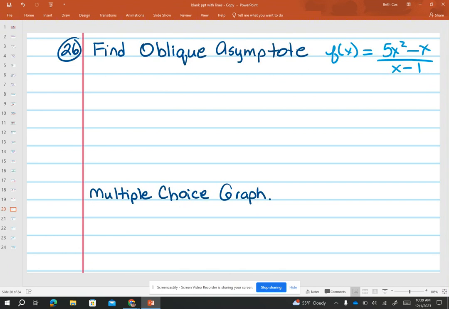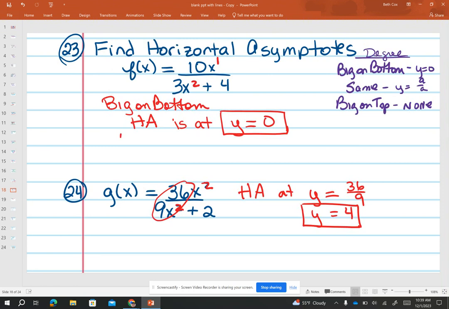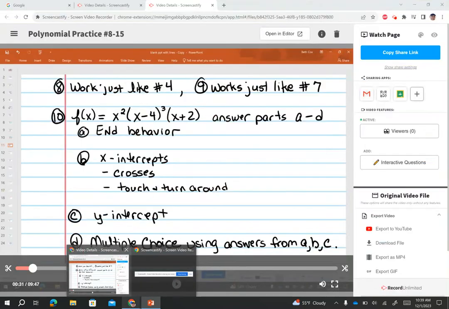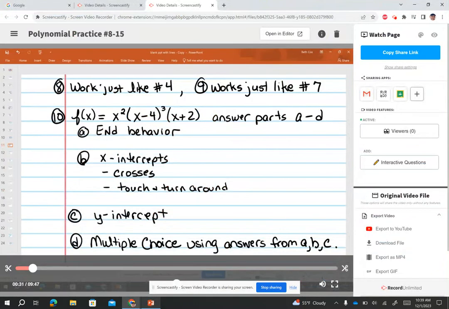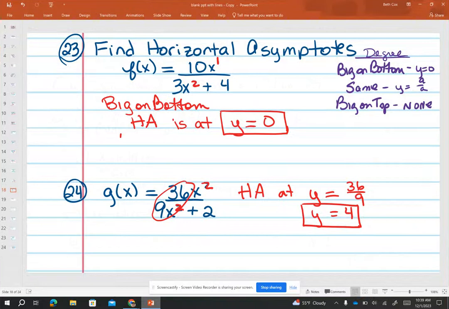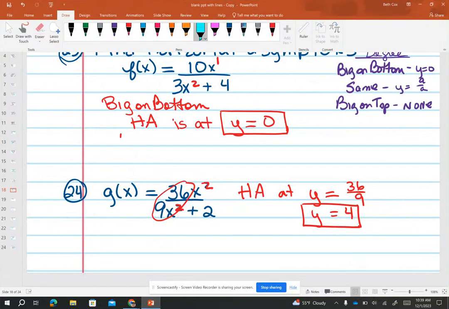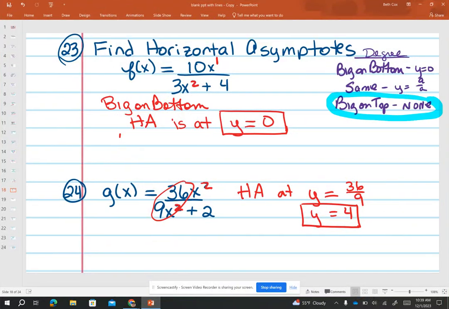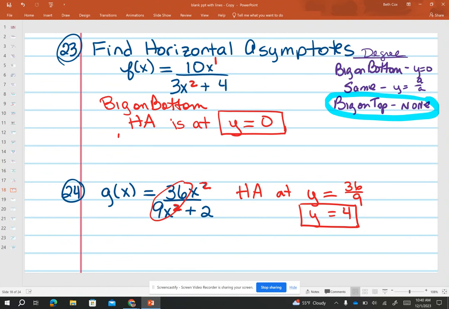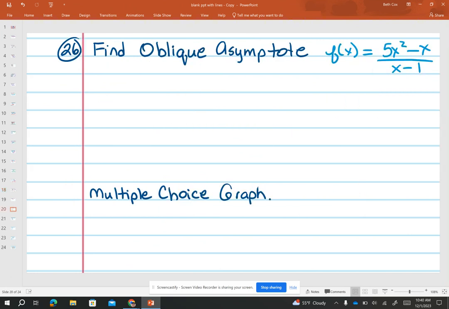Okay, so to find the oblique asymptote, first of all, we have to look at the numerator and the denominator and determine if it has an oblique. Let's look at the horizontal rule. There's a rule for the horizontal that says if it's big on top, there's no horizontal. And when we go to the obliques, that's what we're looking for, big on top.